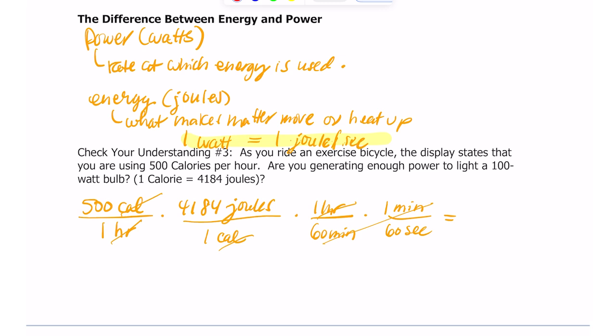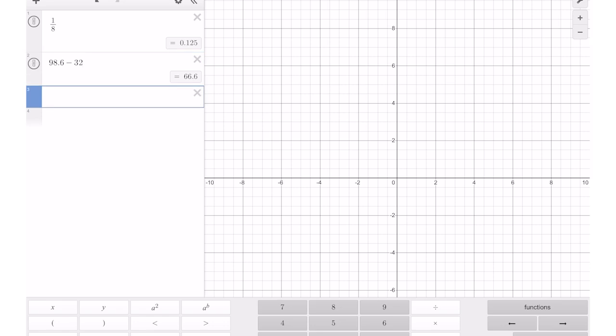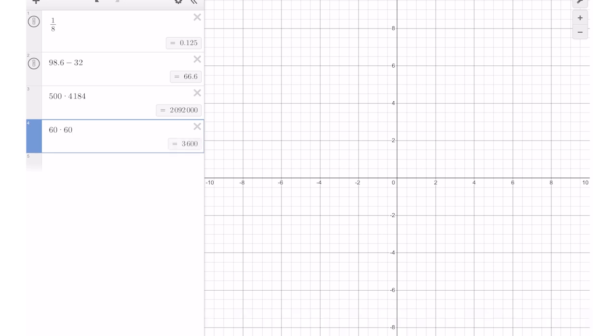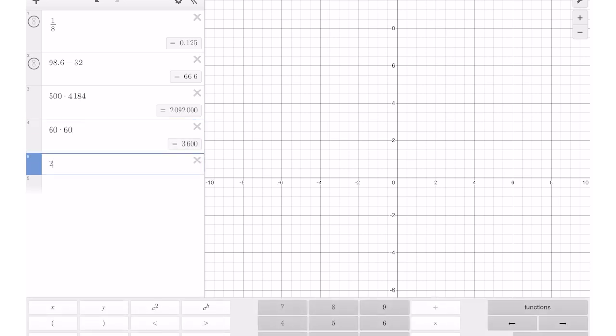So I would just multiply straight across on top, 500 times 4184 times 1, and then I divide by 60 times 60. So let's see what we get here. So it's going to be 500 times 4184 in the numerator. And then I'm going to take the denominator. And now I'm just going to divide both of them. So in the numerator, it will be 2,092,000. And I'm going to divide that by 3,600. And I get 581 joules per second, approximately.